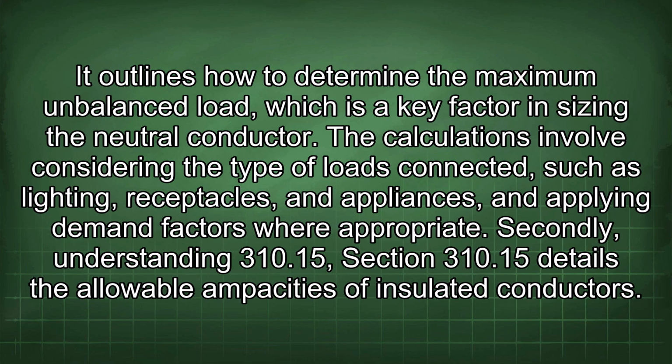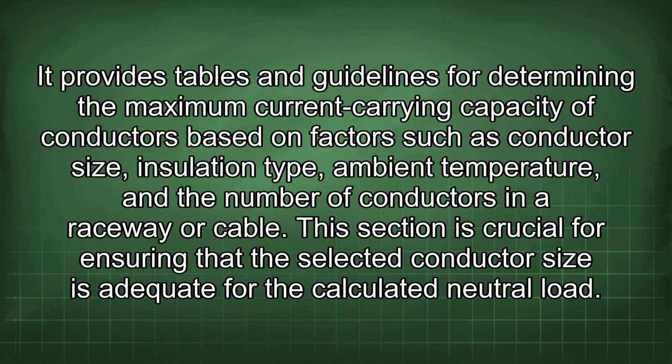appropriate. Secondly, understanding 310.15. Section 310.15 details the allowable ampacities of insulated conductors. It provides tables and guidelines for determining the maximum current carrying capacity of conductors based on factors such as conductor size, insulation type, ambient temperature, and the number of conductors in a raceway or cable.